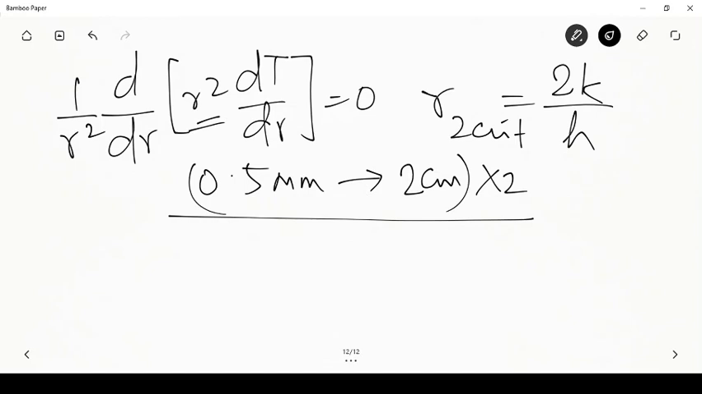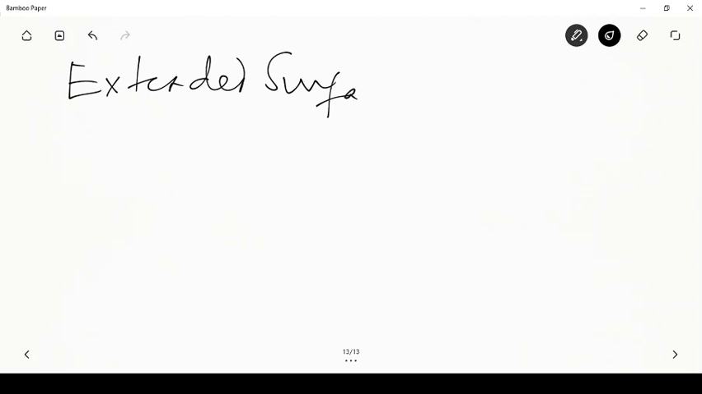Now, the last topic in conduction heat transfer of steady state systems that I would like to discuss with the class is extended surfaces, also called fins, and the system of extended surfaces or fins together constitute what you call the heat sink.